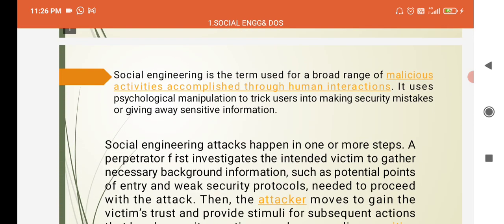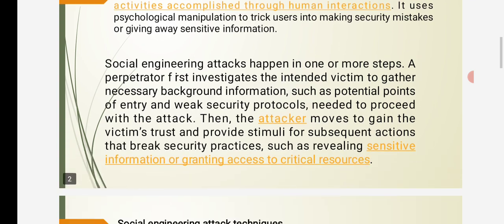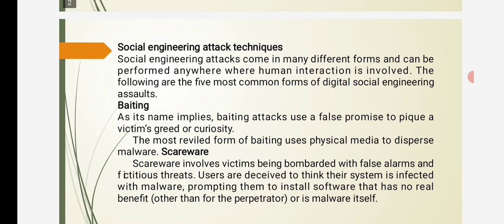Engineering and Technology. Social engineering is the term used for a broad range of malicious activities accomplished through human interaction. It uses psychological manipulation to trick users into making security mistakes or giving away sensitive information. Social attack technique. The attack comes in many different forms and can be performed anywhere where human interaction is involved.